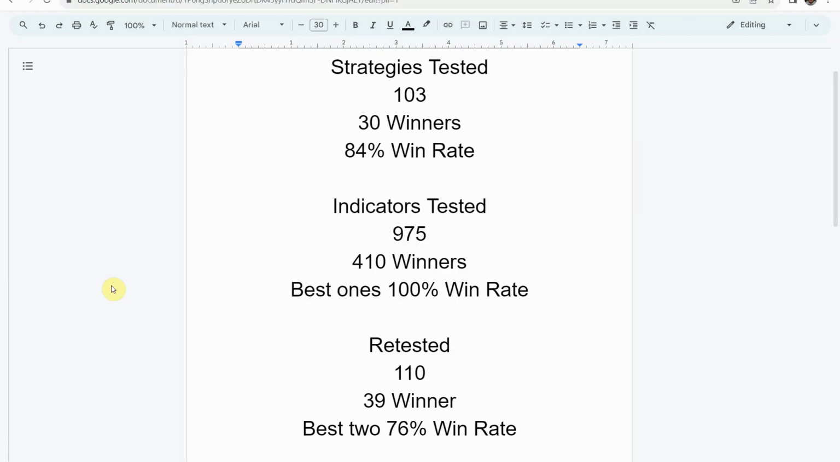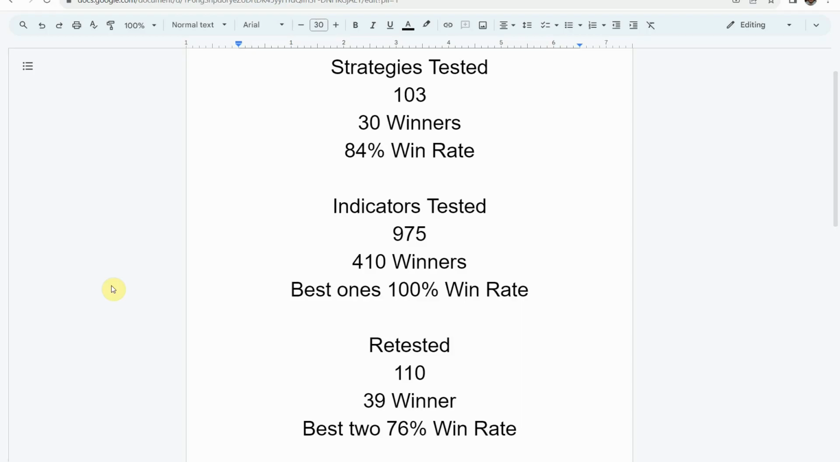We've also tested a total of 975 indicators, with 410 of them being winners. The best ones so far were able to achieve a 100% win rate. Now you need to go back and watch those videos to understand the context of how they were able to achieve that. So go back and watch those videos and see what you can get out of those winning indicators.